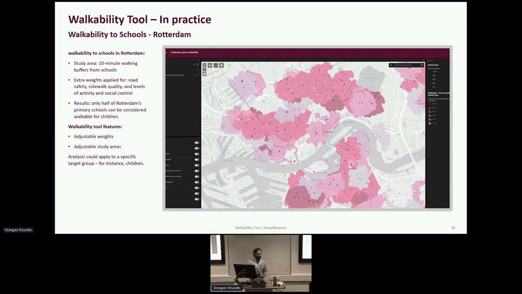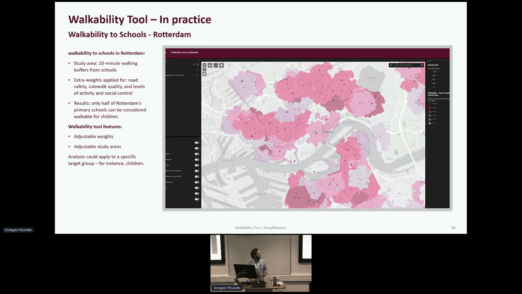For that, we wanted to adjust our indicators, so apply certain weights to certain indicators, such as road safety, sidewalk width, social activity and social control. And what we found out was that about half of Rotterdam schools cannot be described as highly walkable for children. But at least now, based on these results, the municipality could consult these and see which indicators perform poorly and bring forward the relevant action.